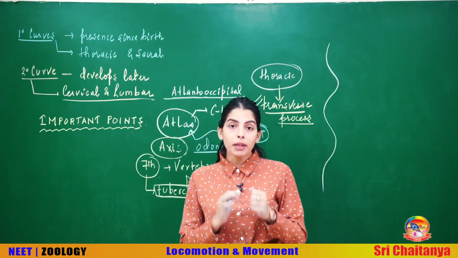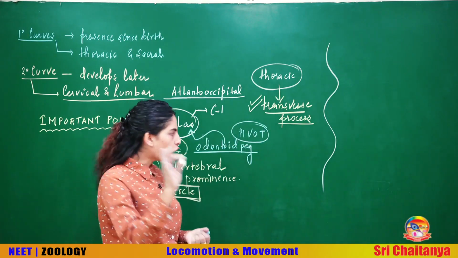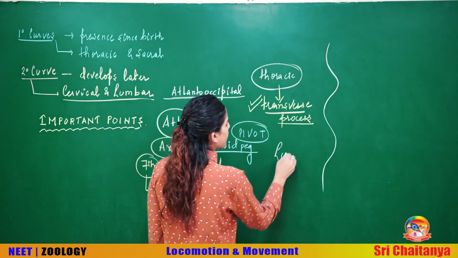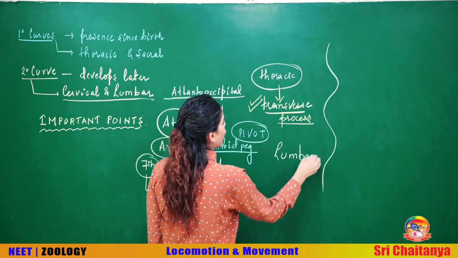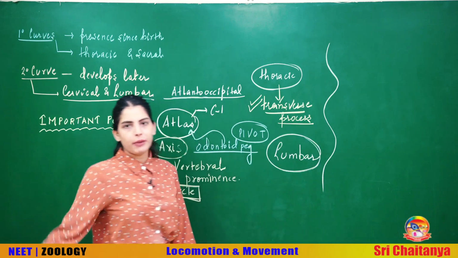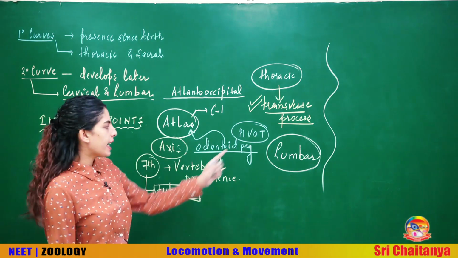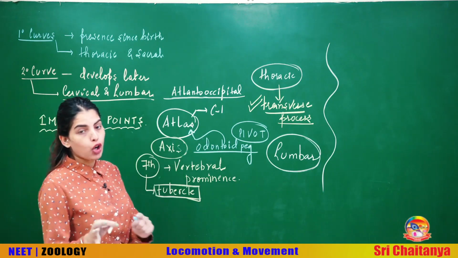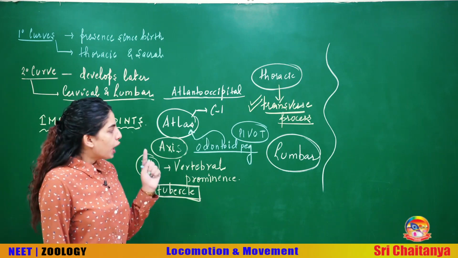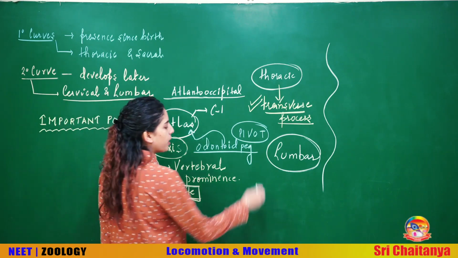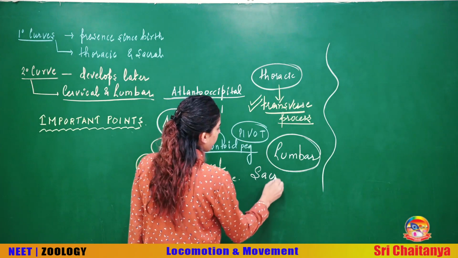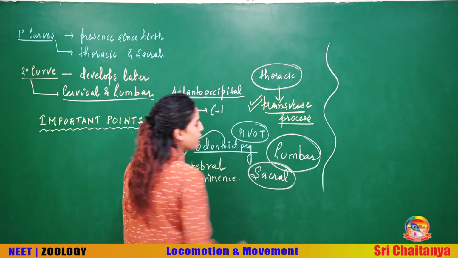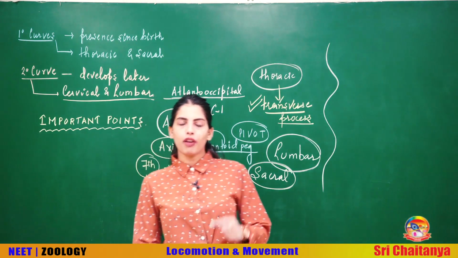Talking about the lumbar vertebrae, lumbar is the strongest vertebrae, and this lumbar vertebrae is going to bear the whole body weight. So the entire body weight is upon the lumbar, which is the strongest vertebrae. Talking about the next vertebrae, which is sacral. Now sacral, students, you know it was formed as a result of fusion.